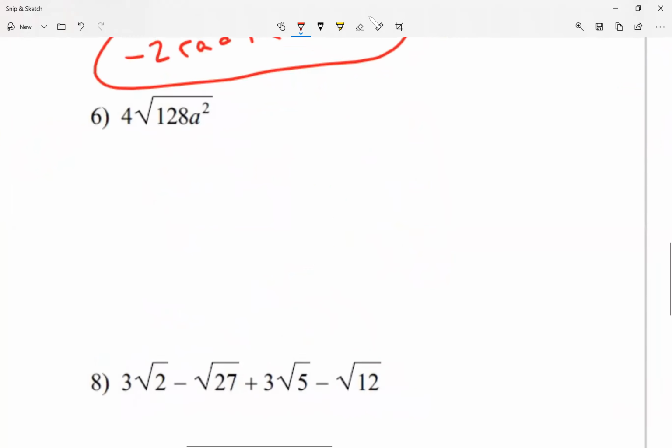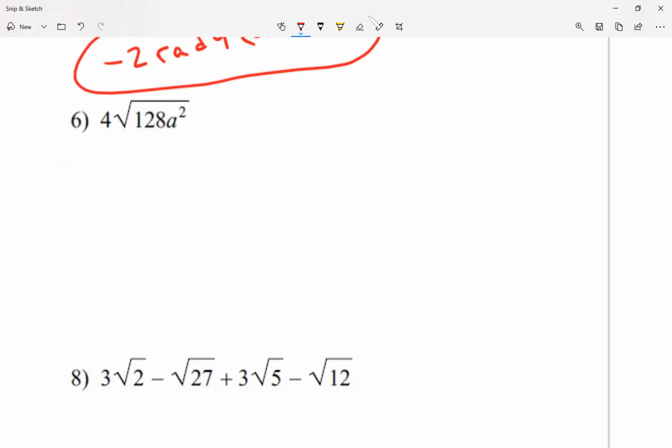Question number 6. I don't see the root, right? I see the radical, but I don't see the root, the number outside. When we don't see it, the root is 2, right? That's how we call the square roots. That's what they're called, square roots, because squared, right, the root is 2.